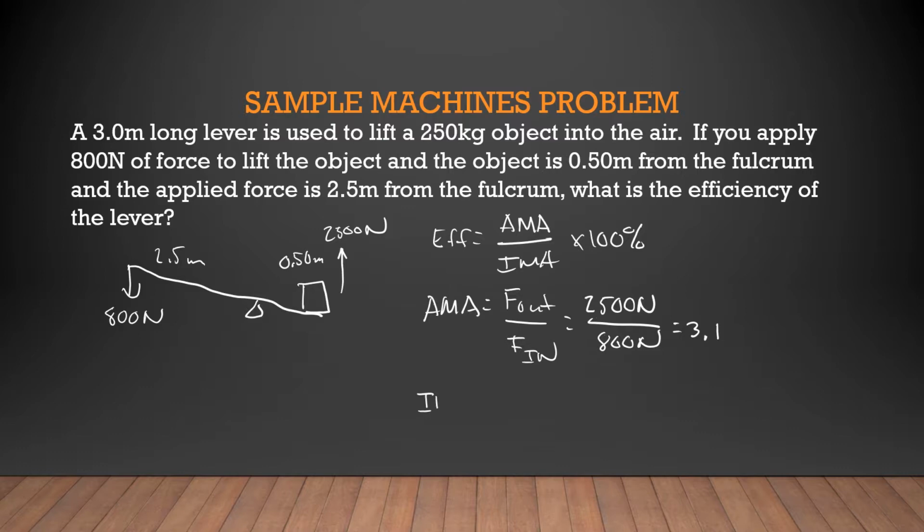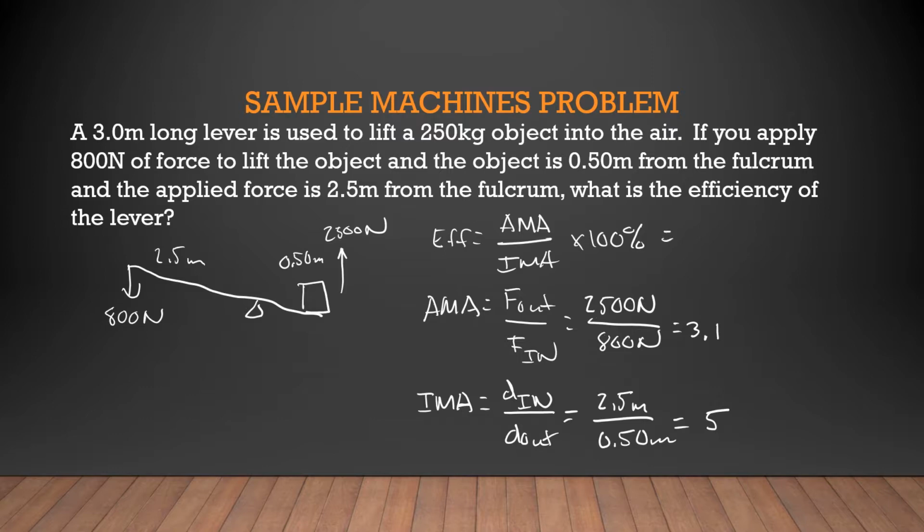The ideal advantage would be the ratio of the distances, because there's no friction involved. So the input side, which is d in over d out. The input side is the side we pushed on. That is 2.5 meters long. The output side is the side that lifted up. That was a ½ meter long. So 2.5 divided by 0.5 means we're hoping to get a benefit of 5 by using this simple machine. We didn't. We only got a benefit of 3.1.